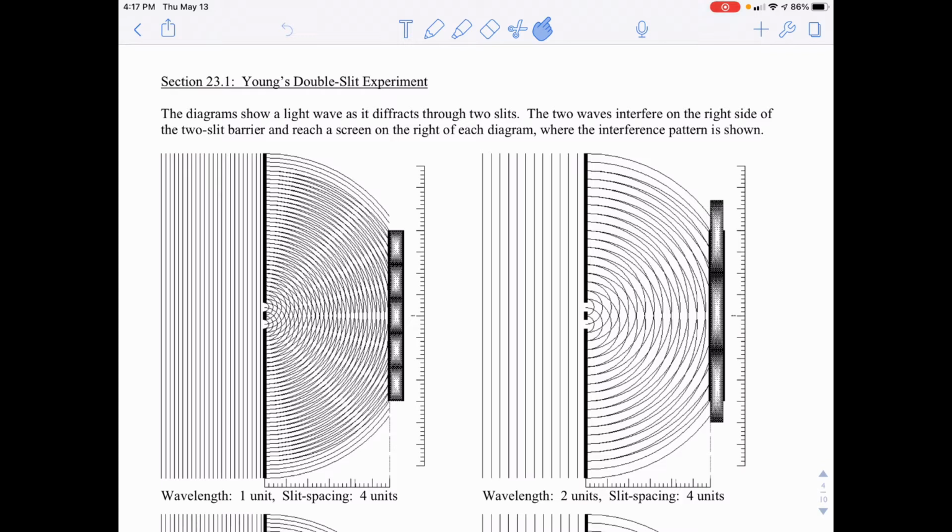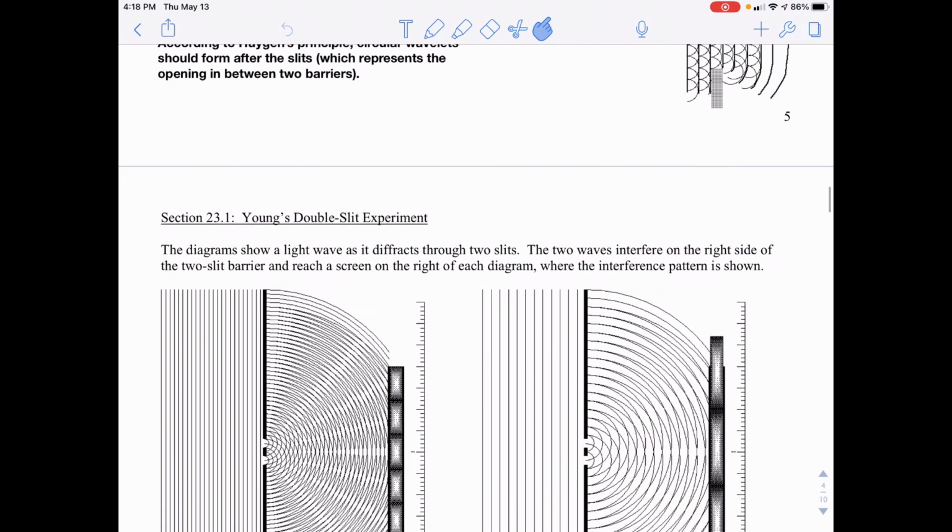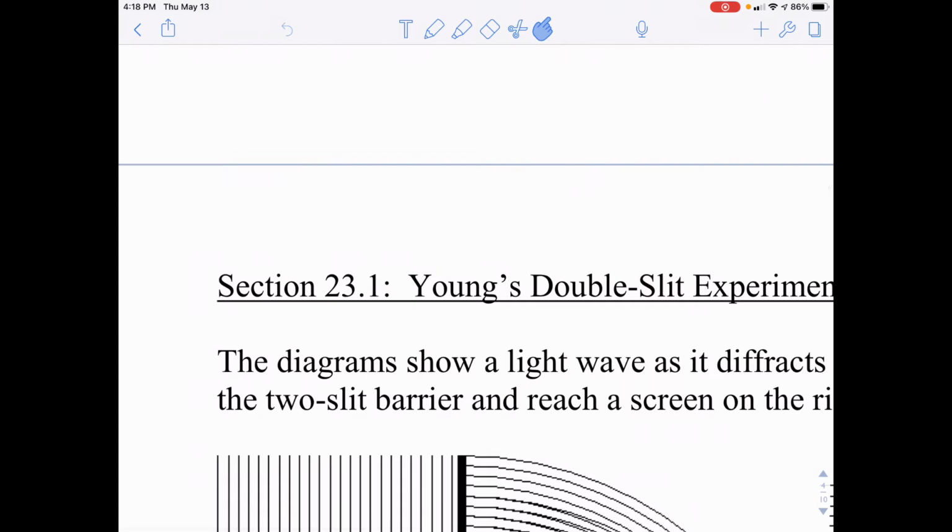So Thomas Young performed a very important experiment in the early 1800s. What he essentially did is he covered a piece of glass with black paint and made very small slits very close together using a blade, and allowed sunlight to pass through those slits. And here's what he postulated. Say this is your barrier, and let's say those are your two open slits.